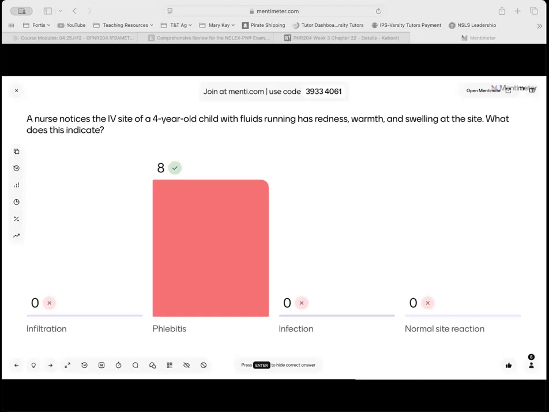If we had infiltration, that means that medication is leaking out of the vessel. So it's going into the surrounding tissue instead of staying in the vein where it belongs. So that would also present with swelling and tenderness, but it tends to be cool to the touch. You might also see decrease in your IV flow rate. So you might get an occlusion alarm.